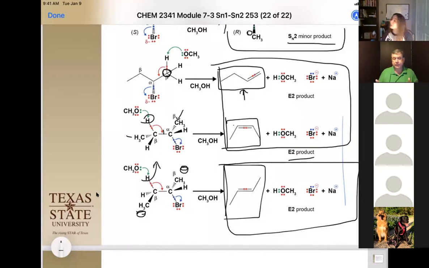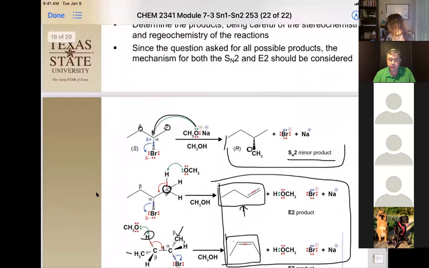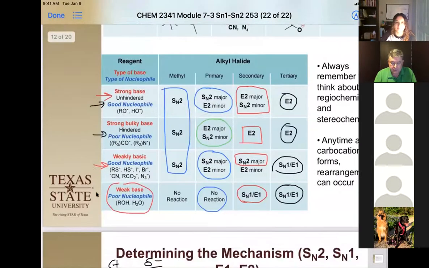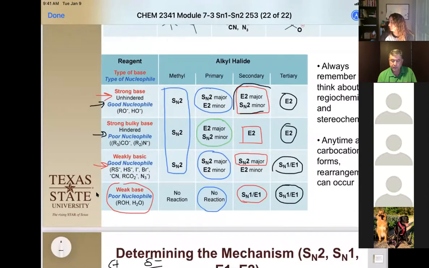Do you see why? Because we got to that secondary, it became sterically demanding, and sterically demanding was going to favor the elimination reaction. So let's go back to that chart and see if we're right. Strong base, unhindered base on a secondary, yes. The E2 is major, and it's major because of sterics. Notice we had it as the minor in the primary, the major in the secondary, and only E2 in the tertiary. So we did it right.